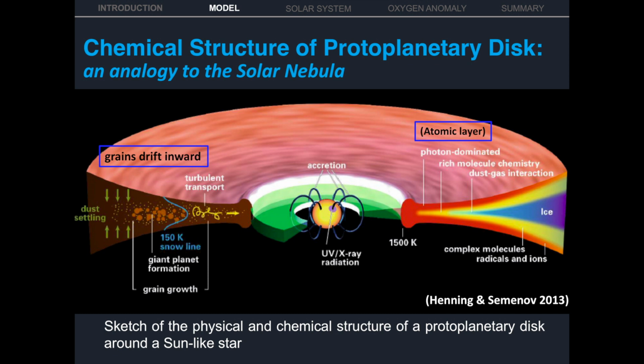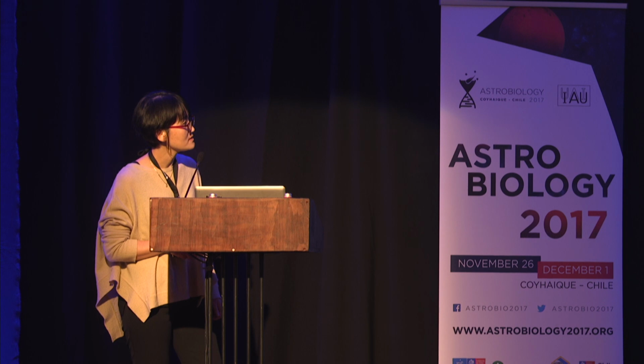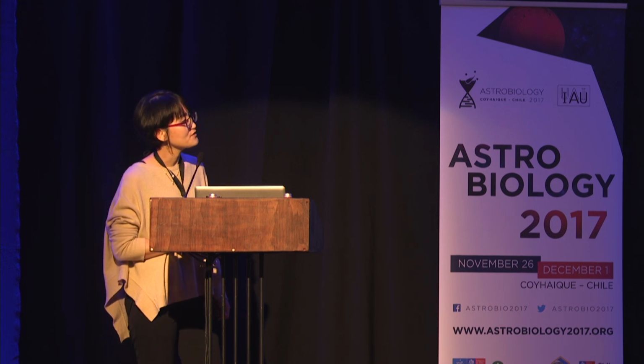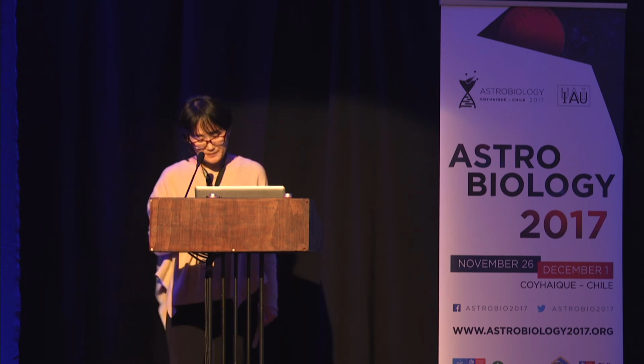Three important chemical compositions in the solar system are, first, the high D to H ratio in comets, meteorites, and IDPs; second, the carbon deficiency in the Earth and asteroids; and finally, the oxygen isotope anomalies measured from primitive meteorites. I will introduce quickly my work on the first two topics, but I will focus on the third one in this talk.